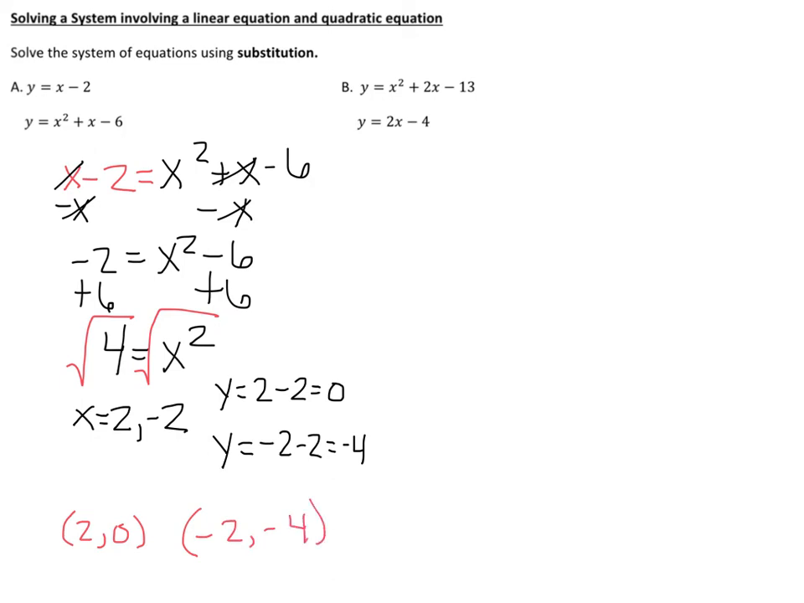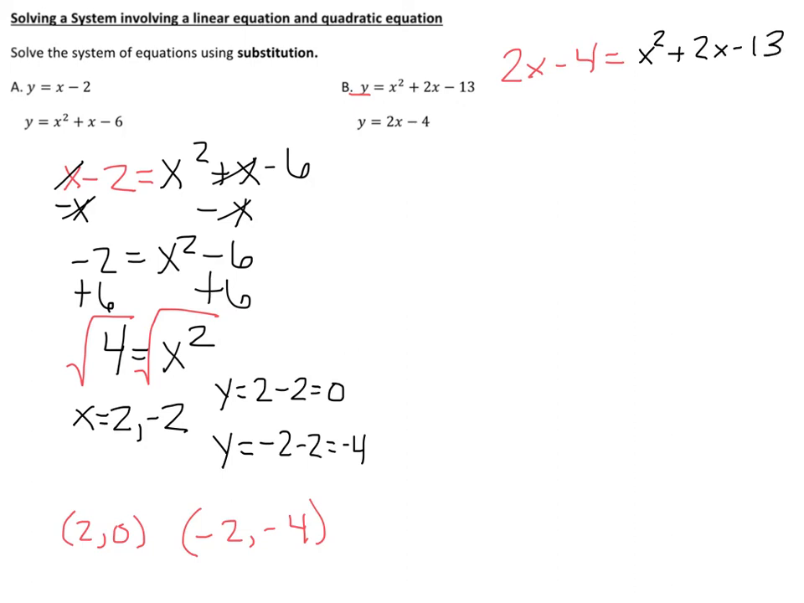Let's go ahead and do the second one. Again, since y is equal to 2x minus 4, I can go ahead and take that value and plug it in for the y up top. So I'm going to have 2x minus 4 plugged in for my y equals x squared plus 2x minus 13.